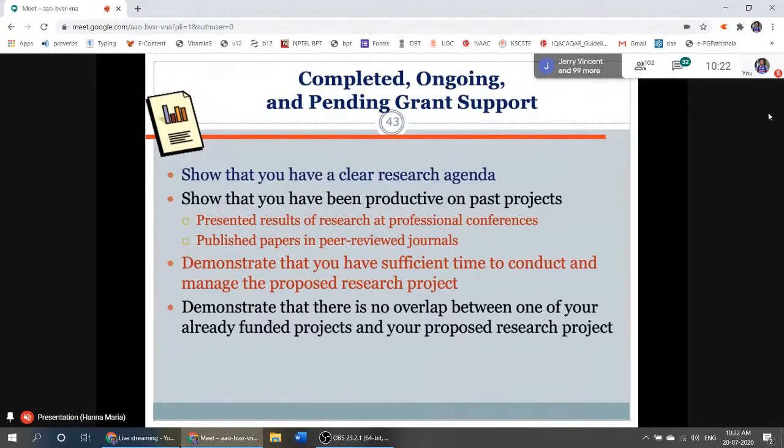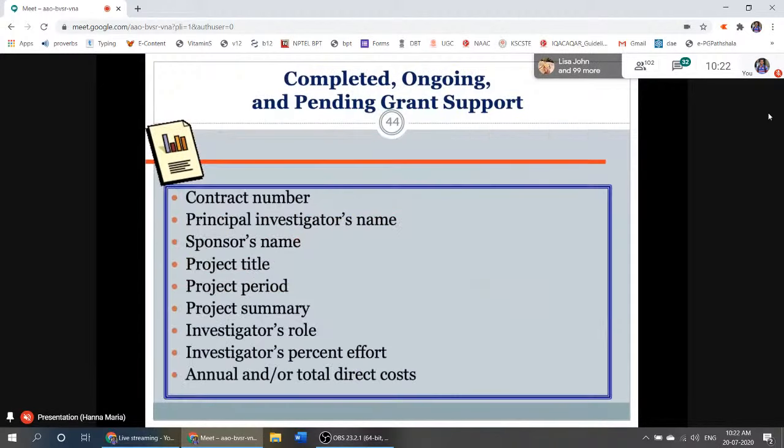You also have to show the completed, ongoing, pending grant support. That's very, very important. How many projects you completed? That's a good point for you. Suppose you have completed five projects, then these reviewers will have some idea, oh, this researcher has good experience. How many projects are you running? These are all very, very important. Next one, please.